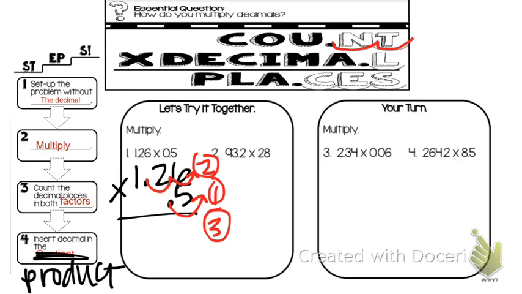So we have 6 times 5, which is 30. We have 5 times 2, which is 10, plus 3 is 13. And then 5 times 1 is 5, plus 1 is 6. So now that I have this little 3 here, I know that I need to move my decimal 3 times. So I'm going to move it once, twice, 3 times, and my solution is going to be 0.63.